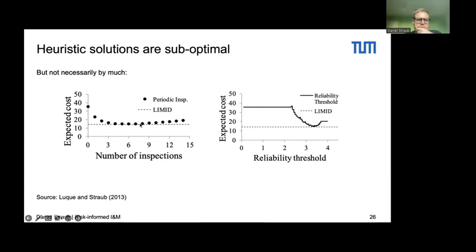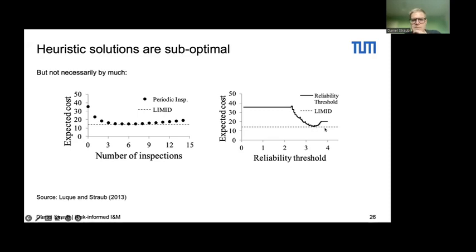It shows the expected cost we get using the periodic inspection heuristic, depending on the number of inspections that we do over the lifetime. This is the total expected cost. We see that we almost reach the optimum value. The reference solution is the dashed line. If you use the reliability threshold, and this is in terms of the reliability index here, not the probability of failure, then if we choose the optimal point, we also get almost to the reference solution.